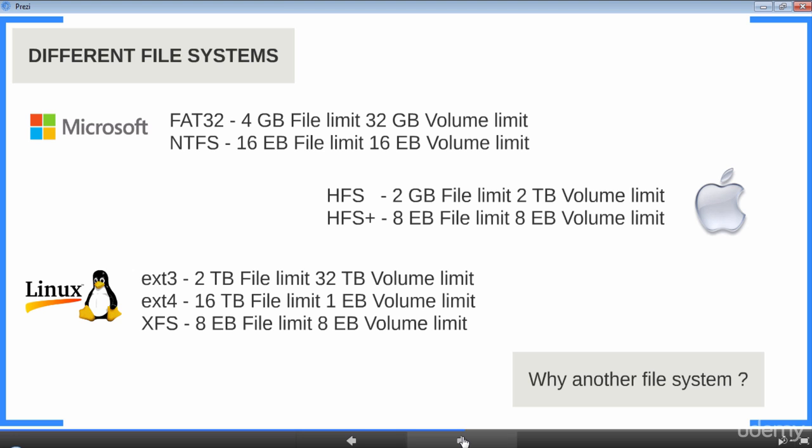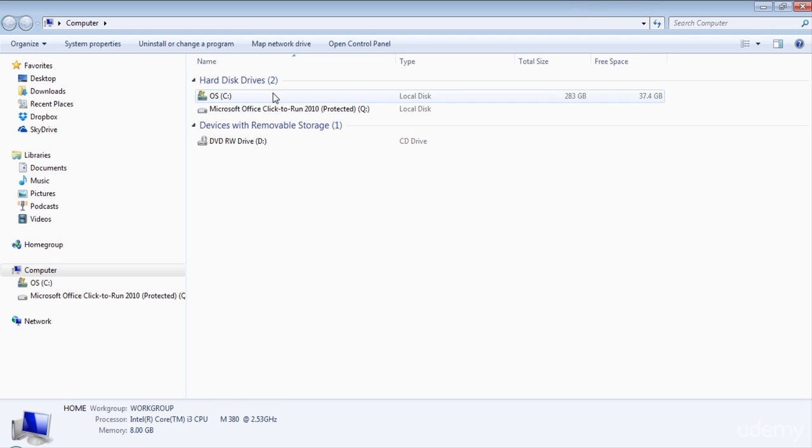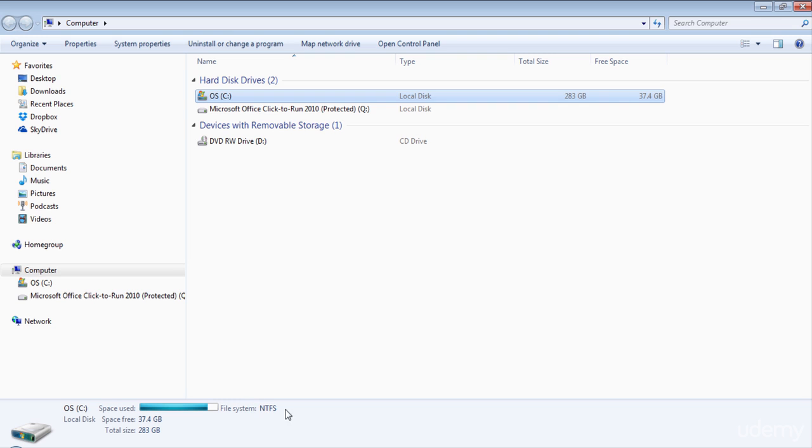I'm using Windows right now, so how do I know what is my file system? It's very simple to find out actually. Just go to My Computer and select a hard drive. There you go. The file system of my operating system is NTFS, which is shown at the very bottom. So that's how you find a file system in Windows.